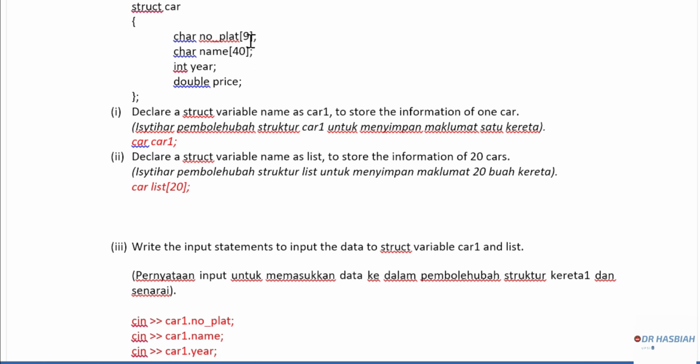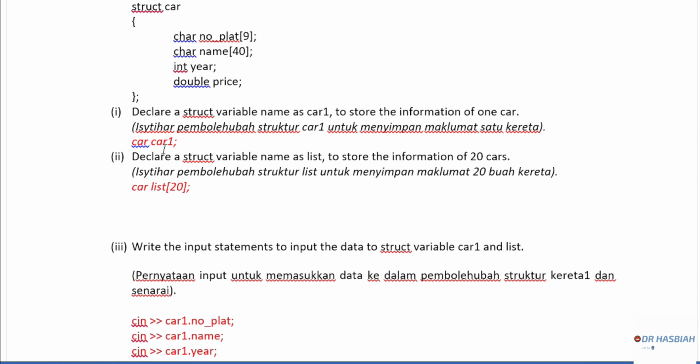And then the size is 9 because I use char here. Name, the size is 40 because I use char. Integer here and double price. So how many struct members do you have in the car here? We have 4 struct members. Okay, we have number plate, name, year, and price.